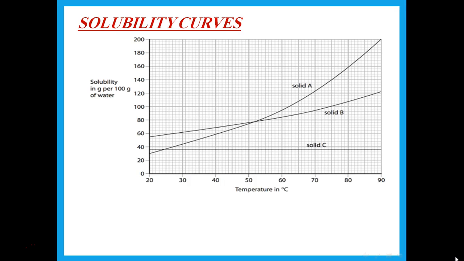What do we mean by solubility? Solubility is the amount of solid that you can dissolve in a certain amount of water. So in this case, it is how many grams of the solid can I dissolve in 100 grams of water. So as I increase the temperature, I can dissolve more and more of solid A. The same with solid B, but solid B doesn't increase that much as solid A.